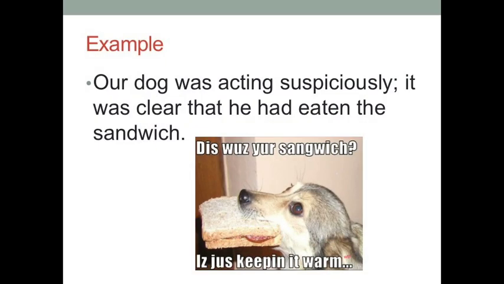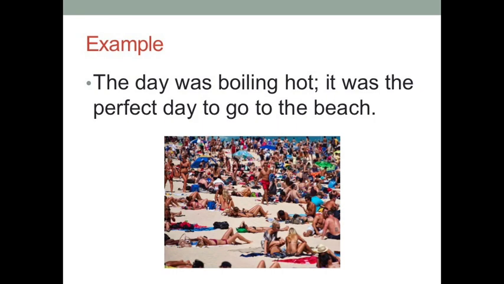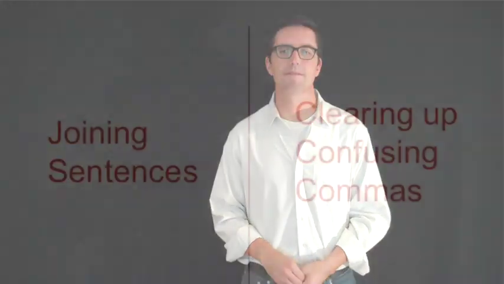It can be something like, our dog was acting suspiciously; it was clear that he had eaten the sandwich. Or, the day was boiling hot; it was the perfect day to go to the beach. The two sentences are related, but they're both complete sentences with their own subject and verb. So we join them with a semicolon.